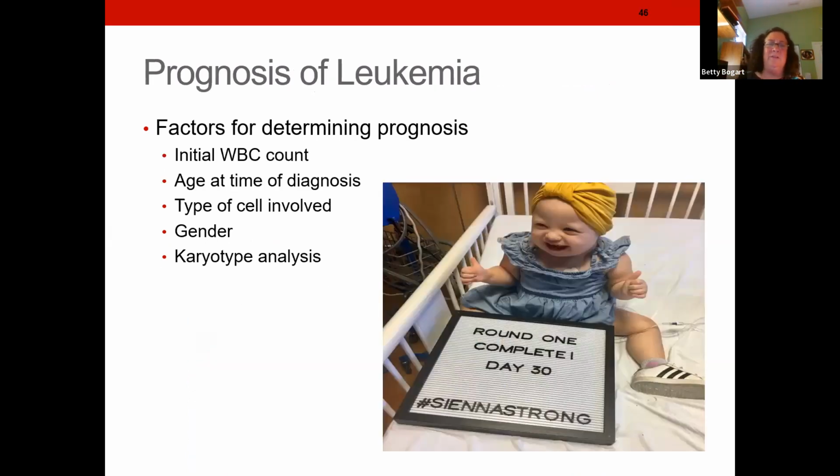As I said, the prognosis of leukemia is better. It depends on where the white count was. That first one that we saw, was it 0.01 or was it 0.1? It makes a big difference. How old was the child? And again, the type of cell, was it ALL or AML? And it's boy and girl. And with karyotype analysis, if you have a rare blood type, you're not going to be able to get the cells you need when you need them. There'll be delays. So if you have an A positive or an O positive, you're good. But what if you have something that's very unusual?